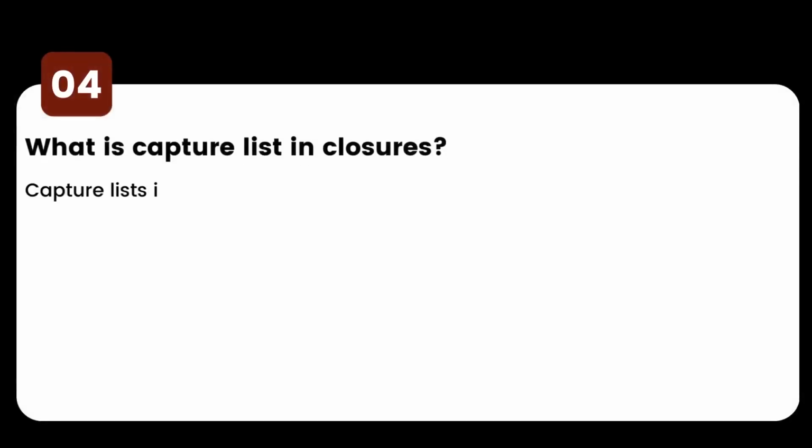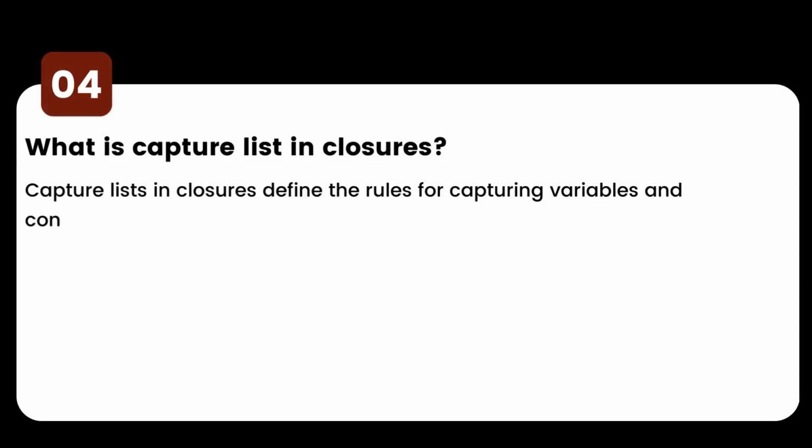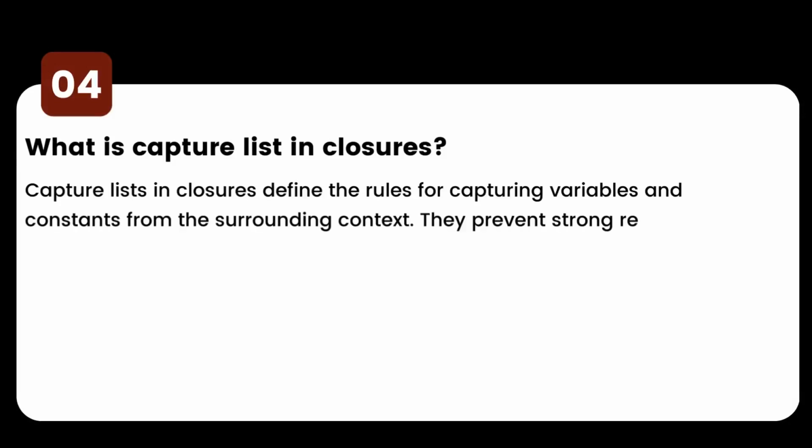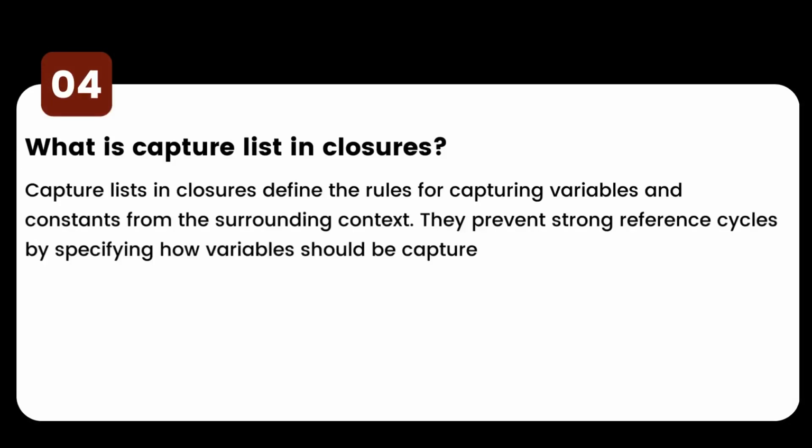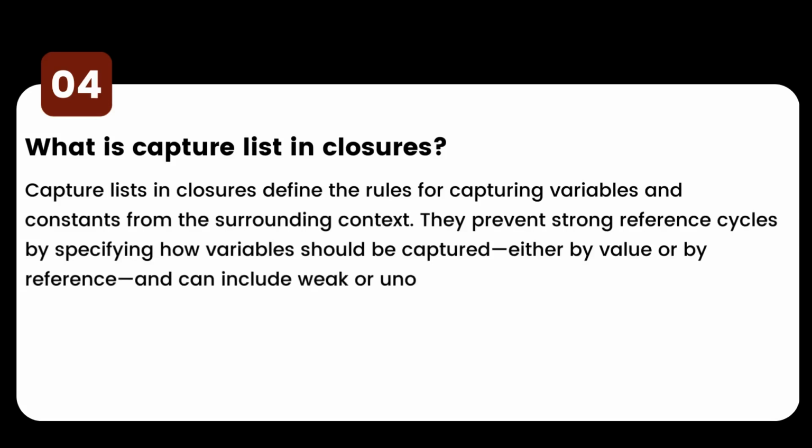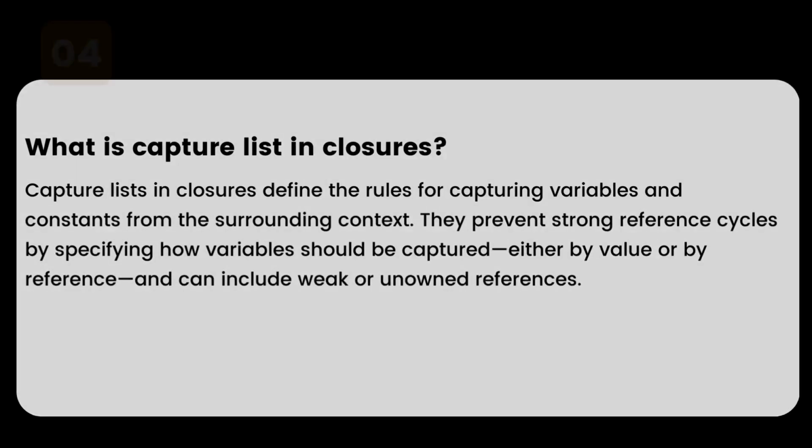What is a capture list in closures? A capture list in closures defines the rules for capturing variables and constants from the surrounding context. They prevent strong reference cycles by specifying how variables should be captured, either by value or by reference, and can include weak and unowned references.